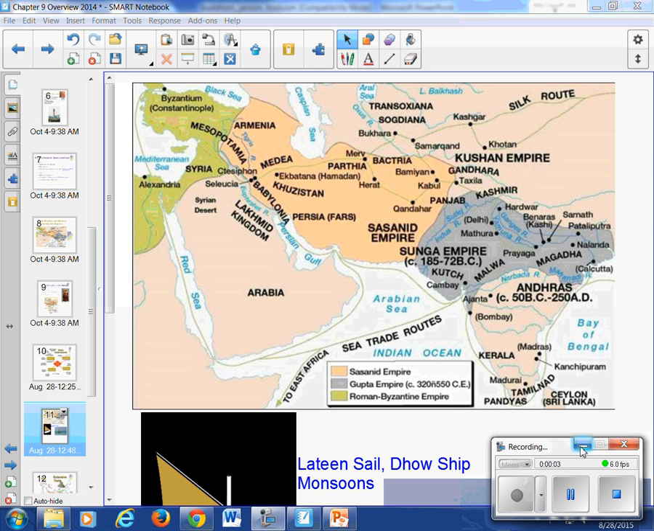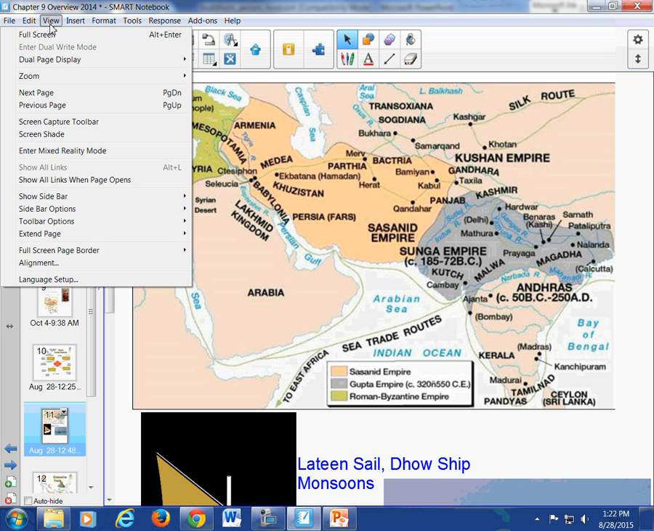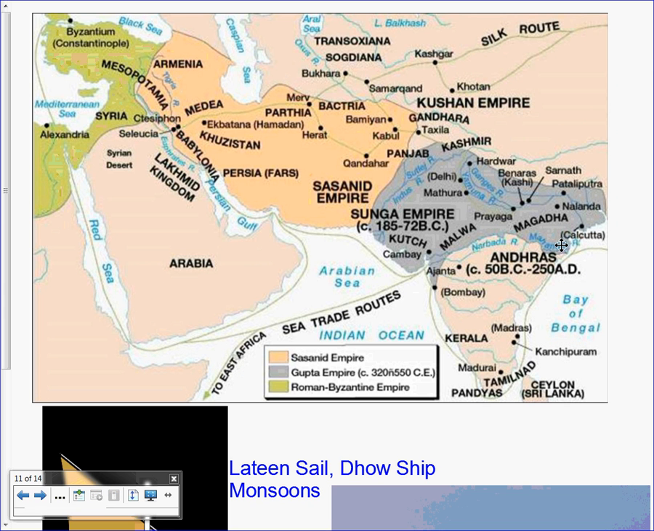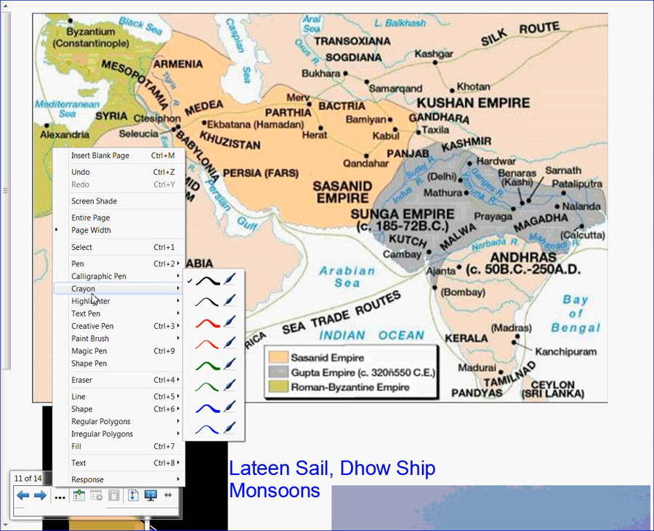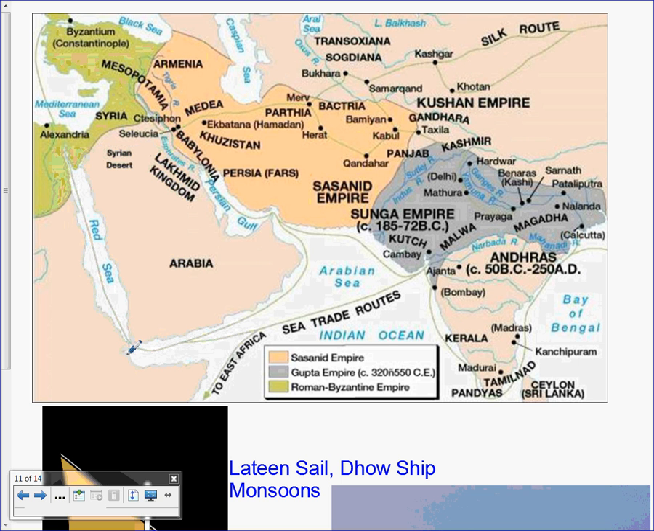All right, you've made it to the last section of this part of the PowerPoint on the political and economic aspects of India. So during the classical era, we saw this map before, but I wanted to draw your attention here again because you can see just how interconnected different regions are in terms of trade.